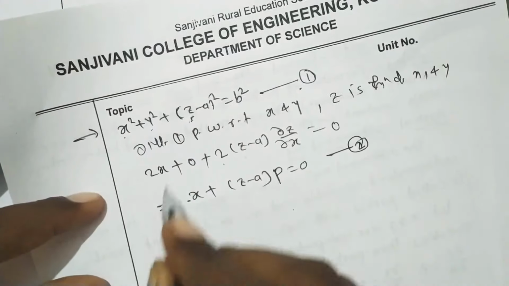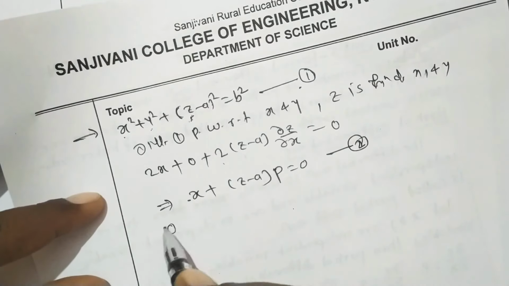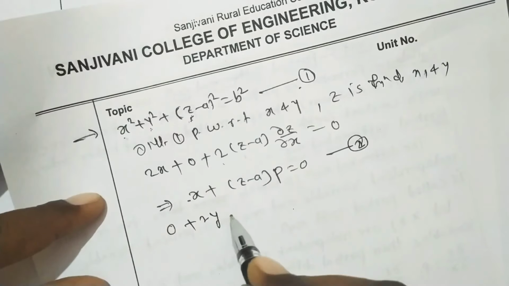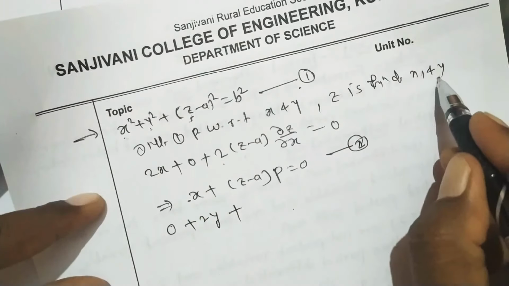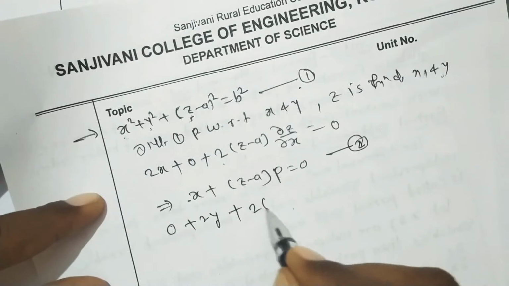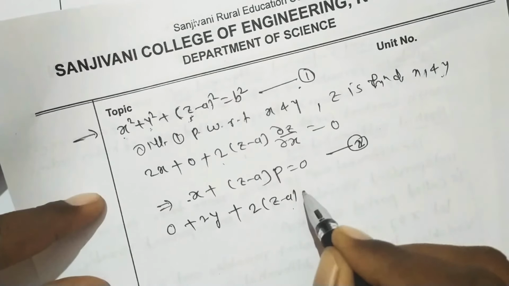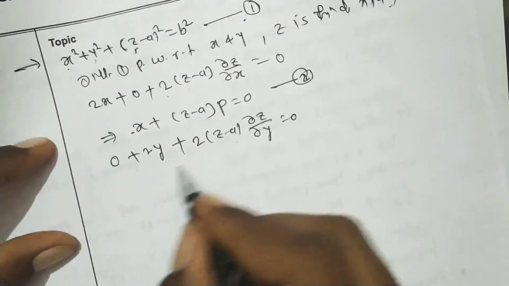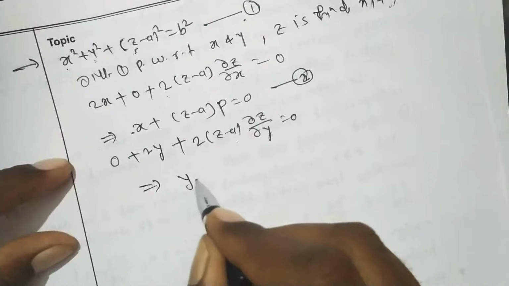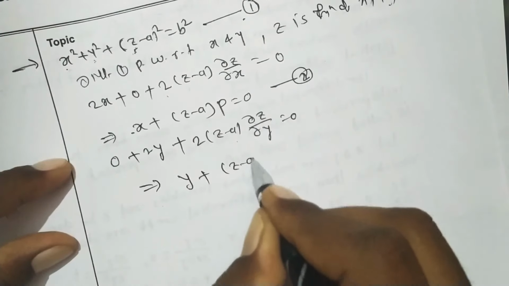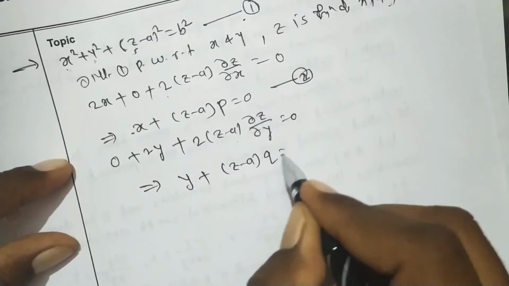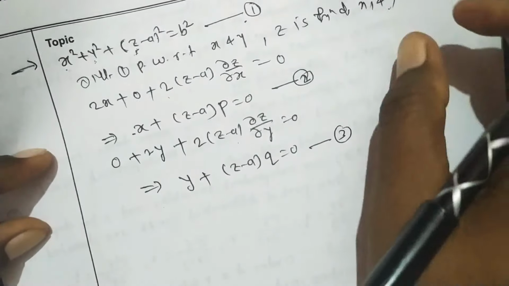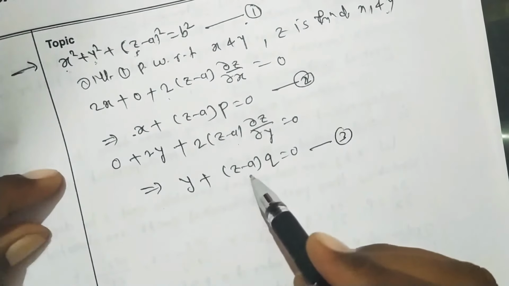Similarly, if we differentiate equation 1 with respect to y, then the derivative of x square is 0, the derivative of this y square is 2y with respect to y, and plus again z is a function of y, so the derivative of (z minus a) bracket squared is 2 times (z minus a) into the derivative of z, which is dabba z by dabba y, equal to 0. Again divide by 2, so 2 get cancelled. y plus (z minus a) into dabba z by dabba y, that is q, equal to 0. This is equation 3. And from 2 and 3 eliminate a and b.